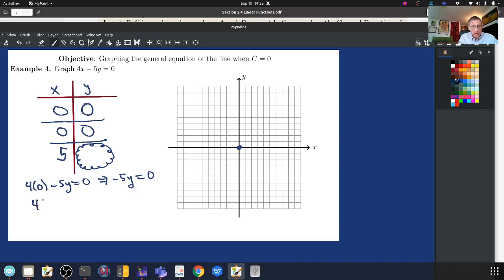So now it says let's let x be 5 and solve for y. So 4 times 5 minus 5y is equal to 0. So that's 20 minus 5y is equal to 0. So that gives me minus 5y is equal to minus 20. When I divide both sides by minus 5, that gives me y is equal to 4.